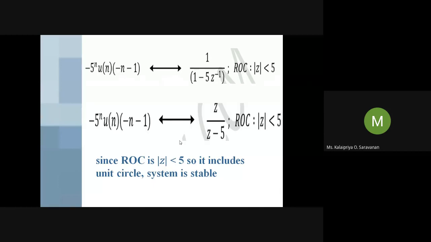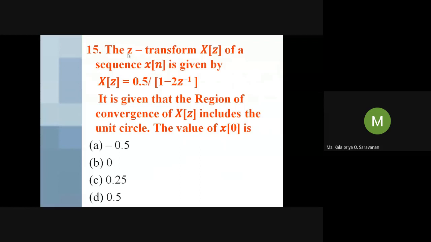Next, the Z transform X of z of a sequence x of n is given by X of z equal to 0.5 by 1 minus 2 z inverse. It is given that the region of convergence of X of z includes the unit circle. The value of x of 0 is? So here you are asked to calculate the value of x of 0, given the Z transform of the function x of n, which is 0.5 by 1 minus 2 z inverse.